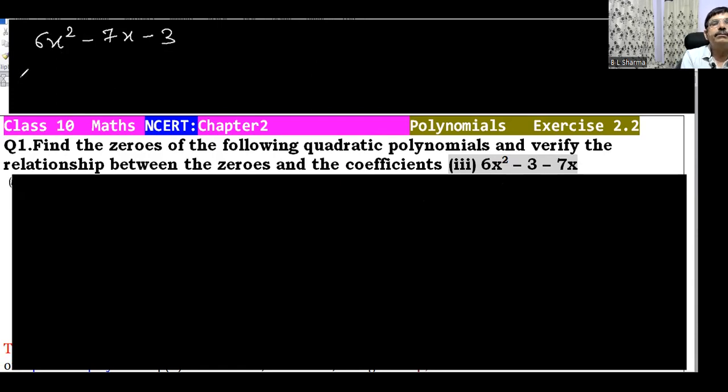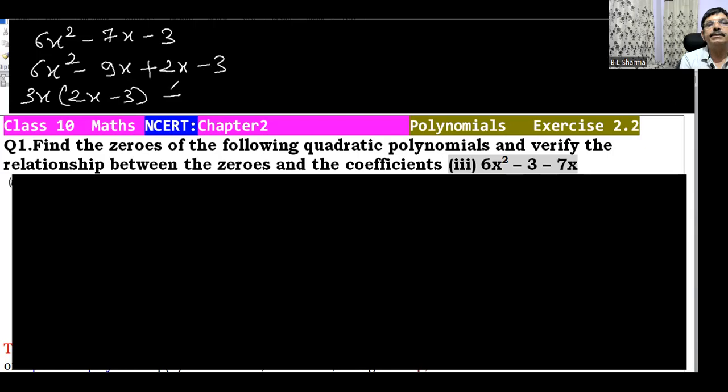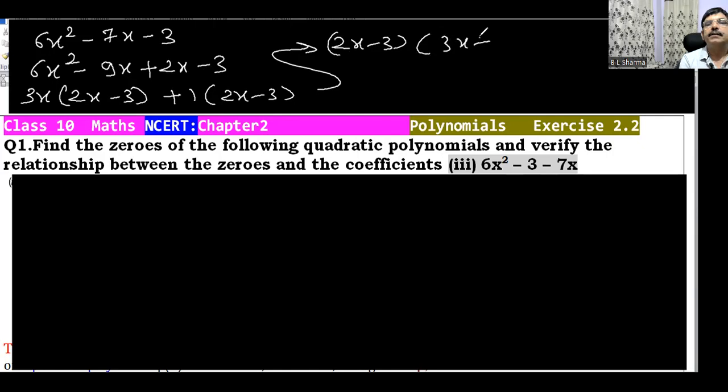Then factorize this quadratic polynomial by splitting the middle term. So we can write 6x square minus 9x plus 2x minus 3. Taking 3x common, 2x minus 3, plus taking 1 common, that is 2x minus 3. So 2x minus 3 and 3x plus 1 are the two linear factors. If you do not know splitting the middle term, you should watch my video on splitting the middle term.